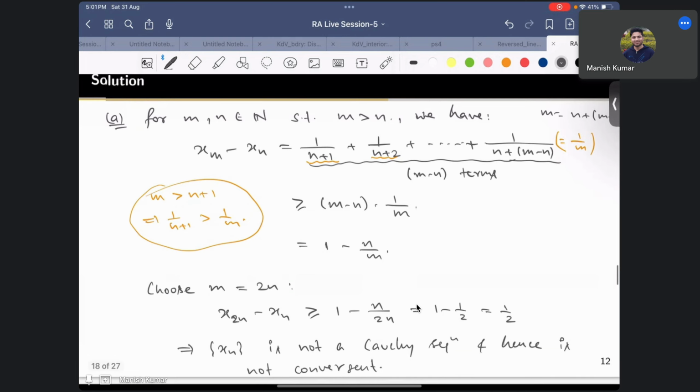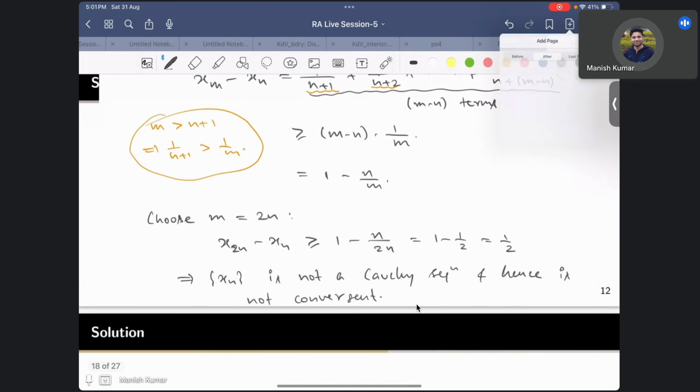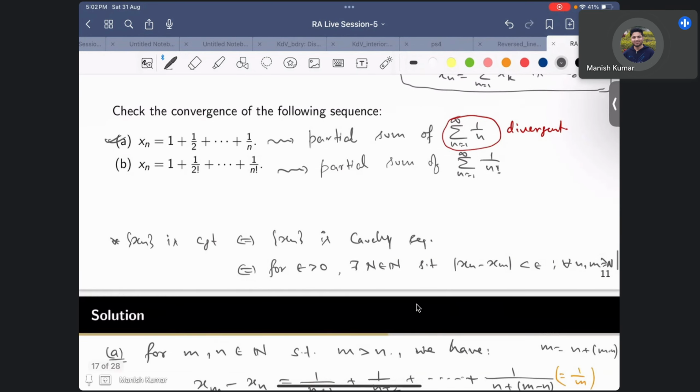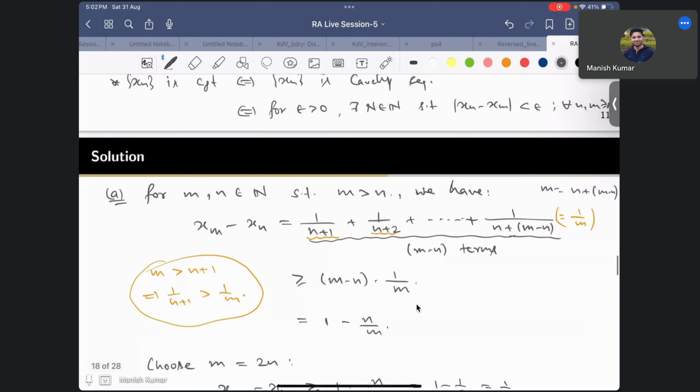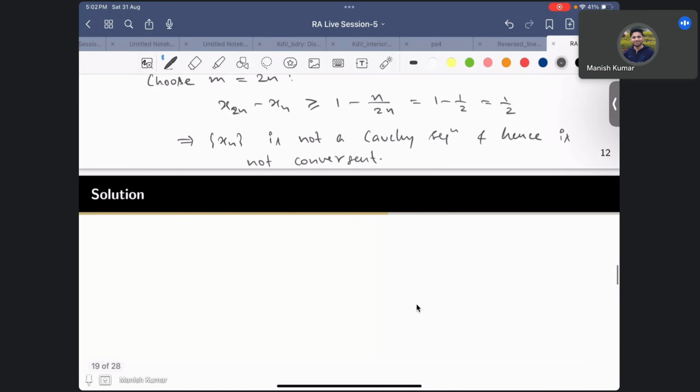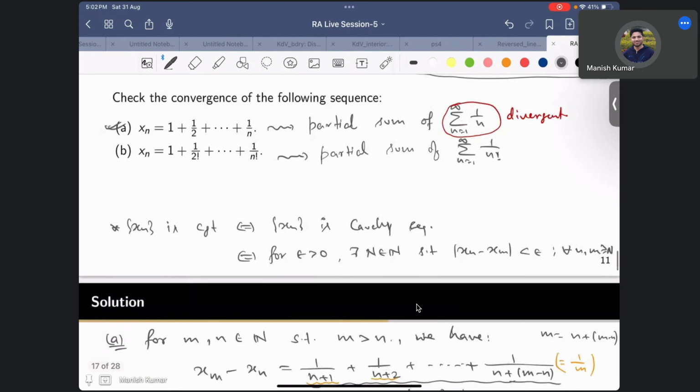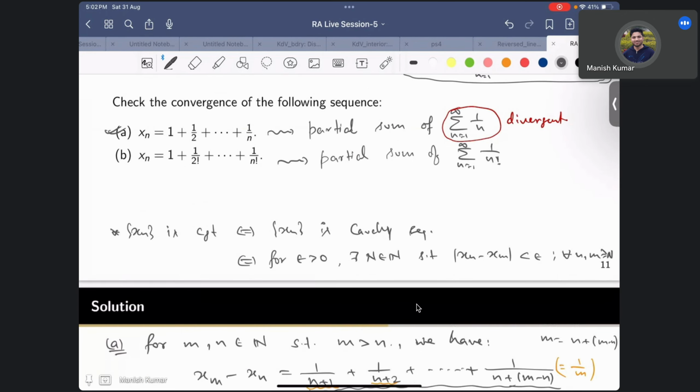Okay, so this proves that the summation 1 by n is divergent. Okay, now let's come to the b part. So the b part is nothing but a partial sum of summation 1 by n factorial.